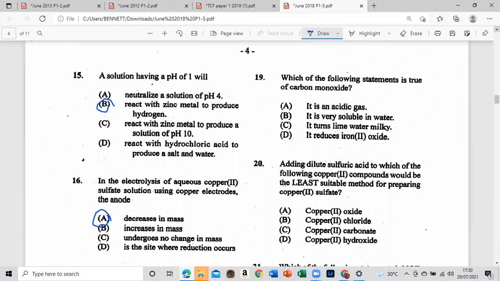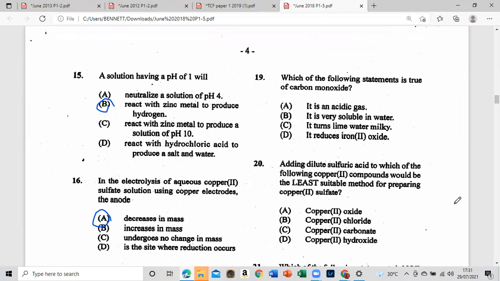Which of the following statements is true of carbon monoxide? It's an acidic gas, is very soluble in water, turns lime water milky, or it reduces iron 2 oxide. And that is, reduces iron 2 oxide. All right, on to 20.